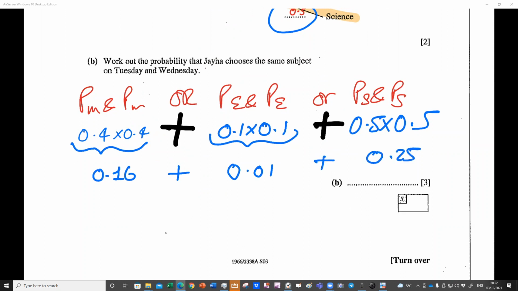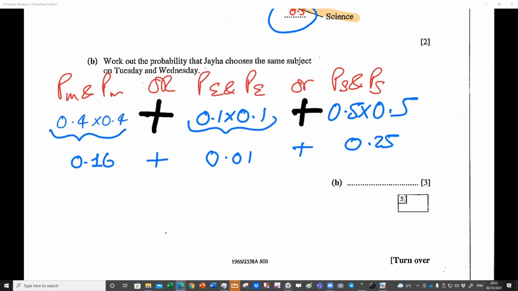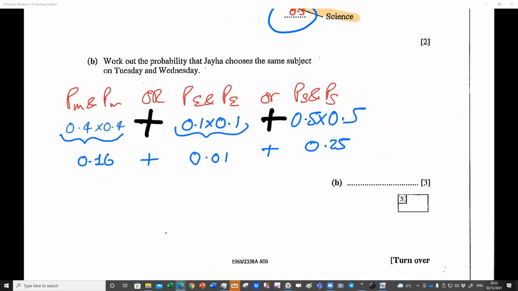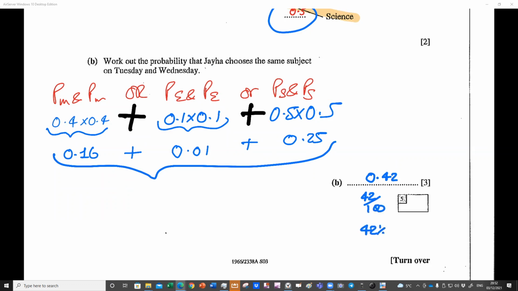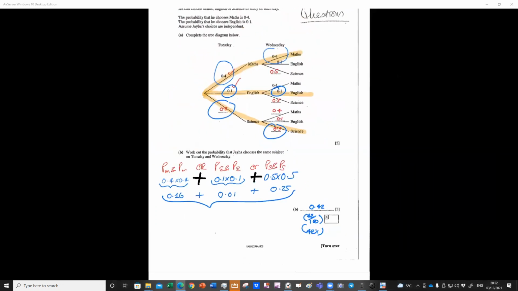Okay, I'm slightly crashing into the answer area. I'm just going to resize this. Okay, over here. That's better. Right. Okay, back to you, Abdullah at the back. What's the total now for all that? We've got 0.42. Fantastic. So 0.42 or 42 over 100 or 42%, all viable answers. Okay, so in that particular question, we had a lot more going on.